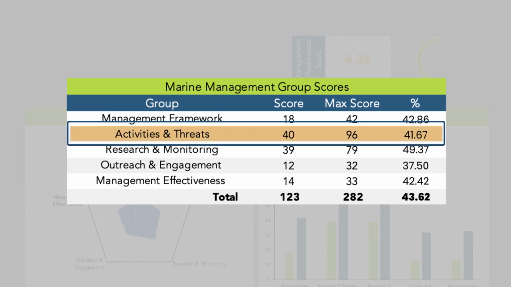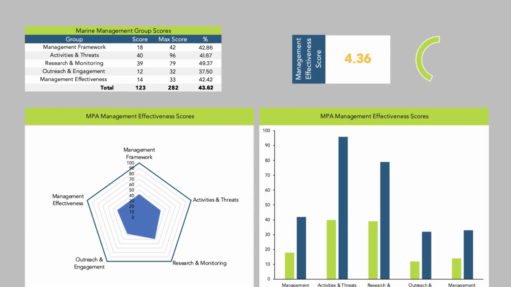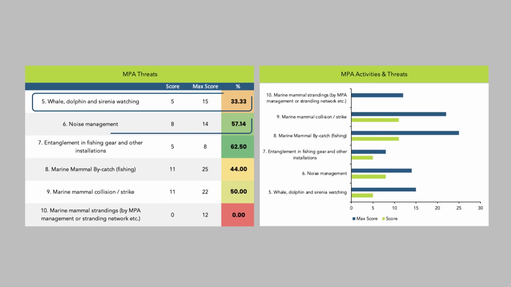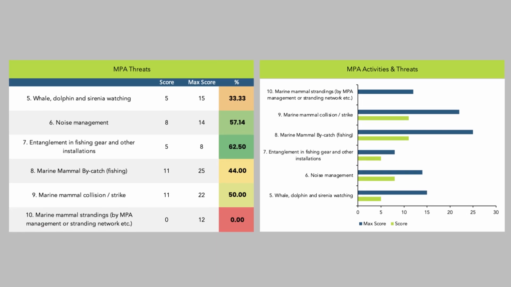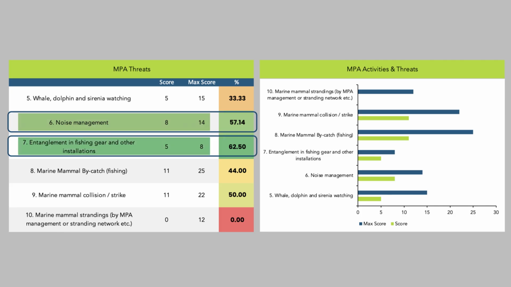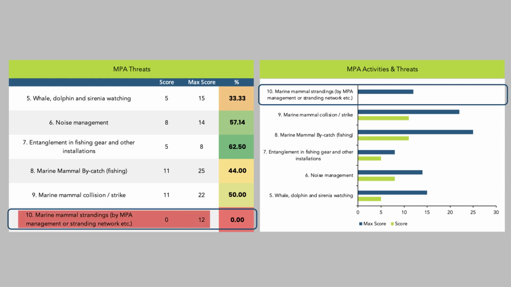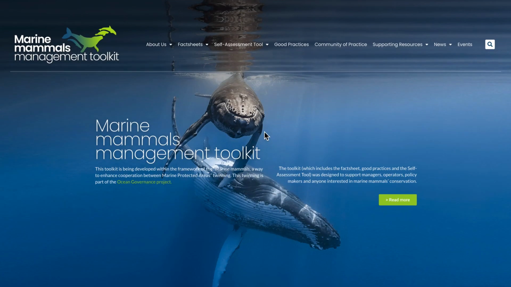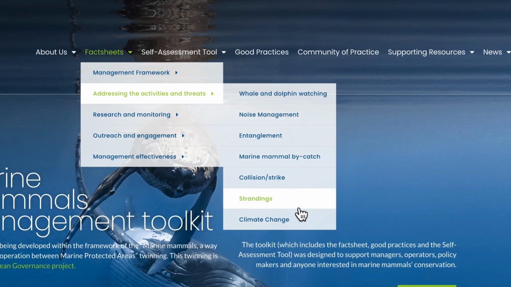For the addressing activities and threats theme, which scored 40 out of 96, or 41.67%, let's take a look at the breakdown across the 6 different activities. By reviewing the breakdown, we can see that both noise management and entanglement are managed quite well. However, when we look at marine mammal strandings, the management plan does not contain any management actions to better manage strandings.